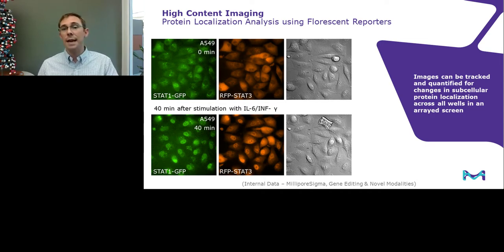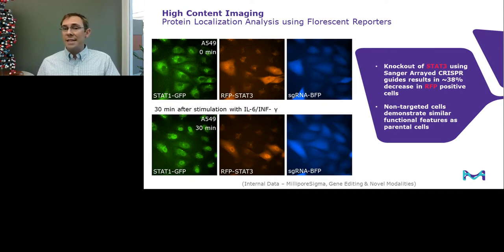Software detection of cytoplasmic versus nuclear staining then elevates the utility of this system to allow for high-content image analysis of protein localization in response to disrupted gene function, for example, using the Sanger arrayed library. Knockout of STAT3 here using the Sanger arrayed CRISPR guides results in a significant decrease in RFP positive cells, as you can see in the middle. And this figure also shows the usefulness of having the BFP incorporated into the guide plasmid to ensure that you've achieved effective delivery and that these guides are capable of disrupting gene function in cells that have taken up this cassette.